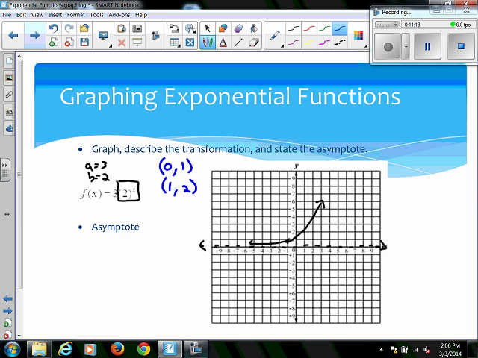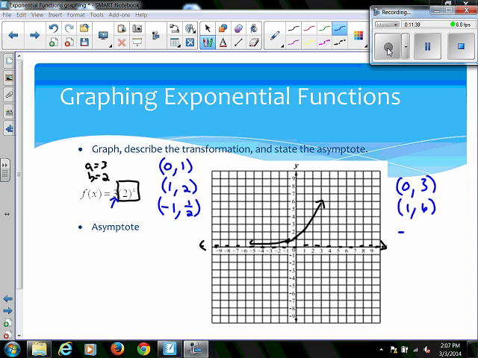So what is A doing? All I'm doing here is 3 times this. So I'm going to now take and multiply 3 times just my y-coordinate here. So if I multiply 3 times the y-coordinate, I get 0, 3, 1, 6, and negative 1, 3/2. So I'm going to plot these 3 points.